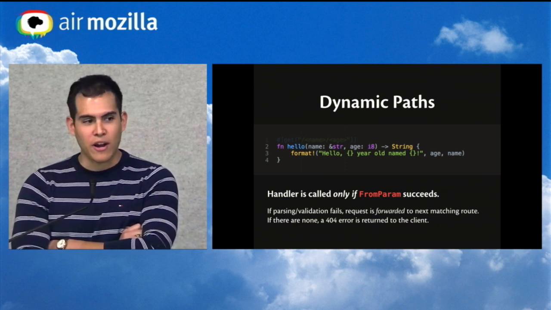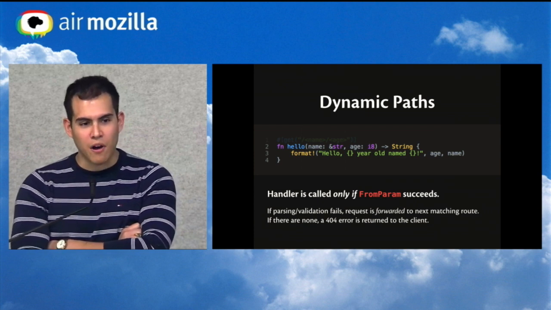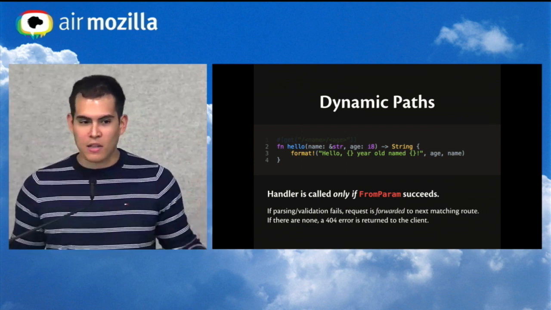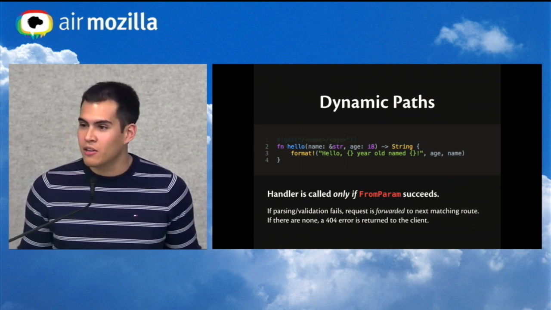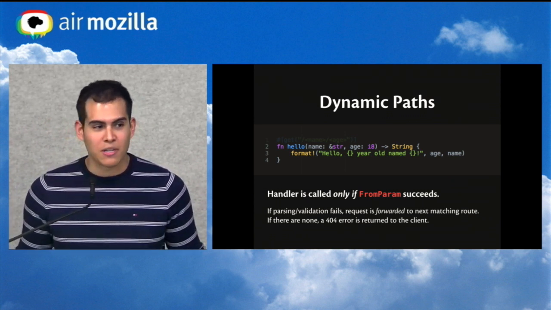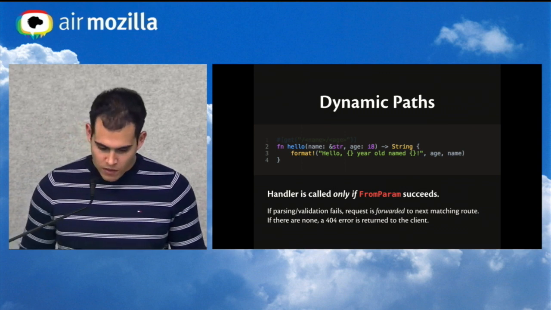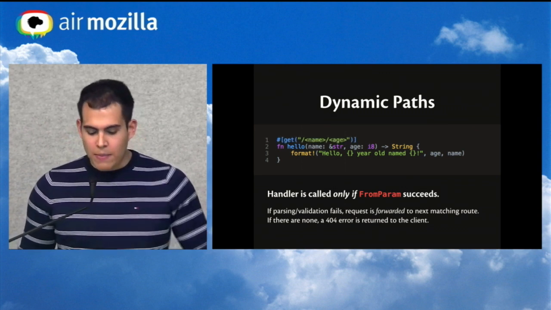The goal here is for your handler to only get called if the entire world from the request can be created and validated. That is the core premise of Rocket. Your handler will only ever run if the world is what you expect it to be. Okay, so that's dynamic paths.